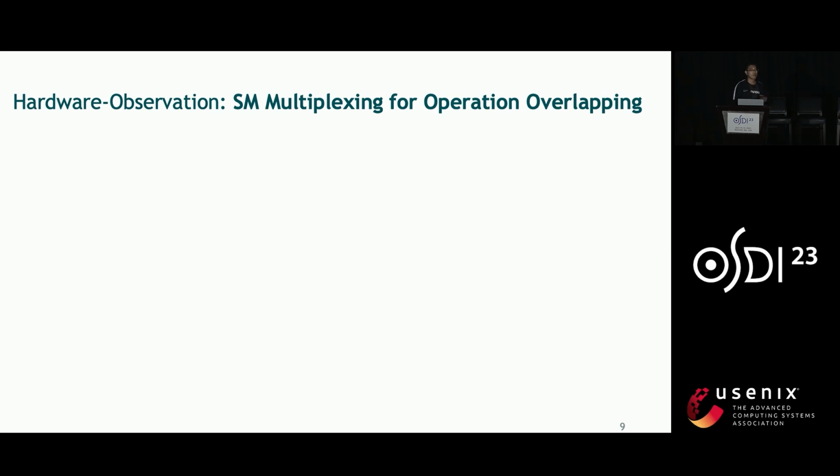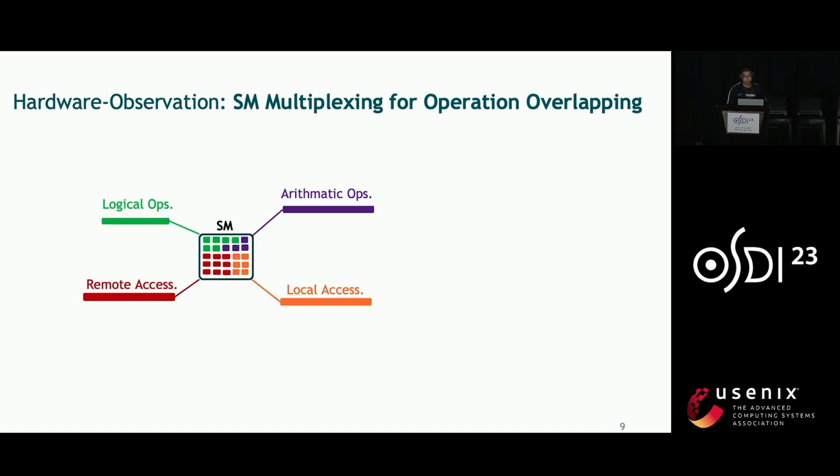The second observation focuses on the hardware architectural design. In the multi-GPU context, the stream processor on the GPU can be multiplexed for overlapping operations. The key to support this is that each GPU stream processor is equipped with many CUDA cores and some other function units that can simultaneously support different operations. This includes the logical operation, the arithmetic operation, the remote access operation, and the local access operation. Such a design provides the essential ingredient for pipelining, which is that communication and computation can co-run on the same unit at the same time to fill those idle GPU cycles.